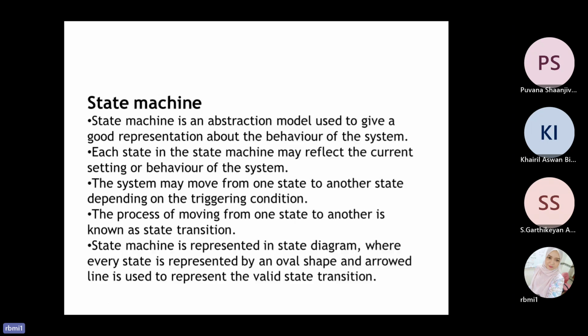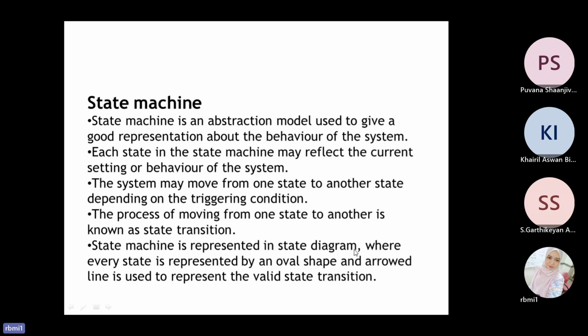Next, we go for state machine. It is an abstraction model used to give a good representation of the behavior of the system. Each state in the state machine may reflect the current setting or behavior of the system that we want to construct. It is a mathematical model we use to describe and analyze the behavior of a system that exhibits a finite set of discrete states. In a state machine, the system behavior is defined in terms of a finite set of states or conditions, the transitions between states, and actions that occur in response to the transitions.